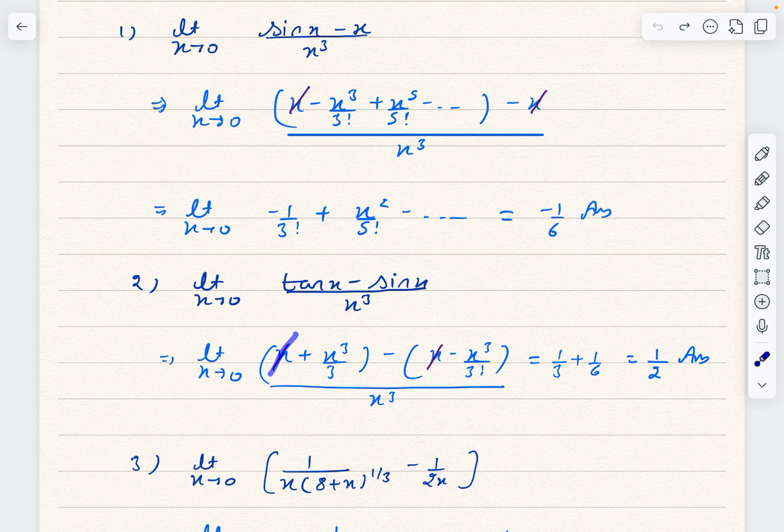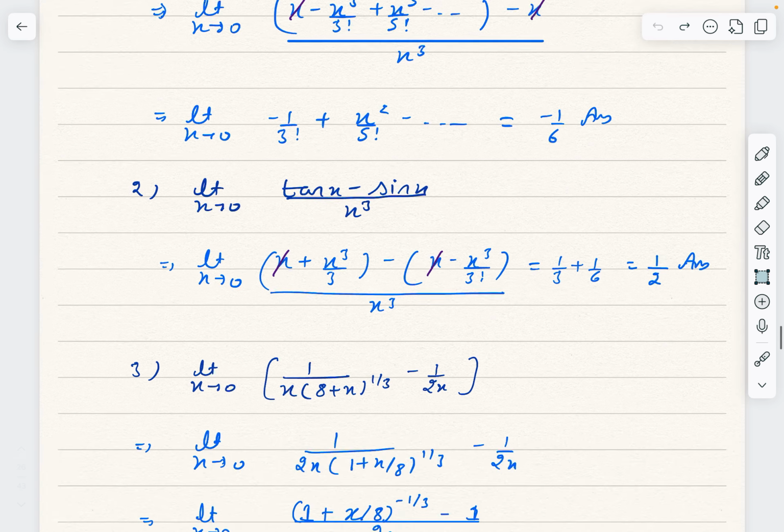So x and x will get cancelled out. Then x cube gets cancelled out in the numerator and denominator. We are left with only 1 by 3. This minus minus becomes plus. 1 by 3 factorial will become 1 by 6. So 1 by 3 plus 1 by 6 will be 1 by 2. So the answer here is just 1 by 2. Next problem.